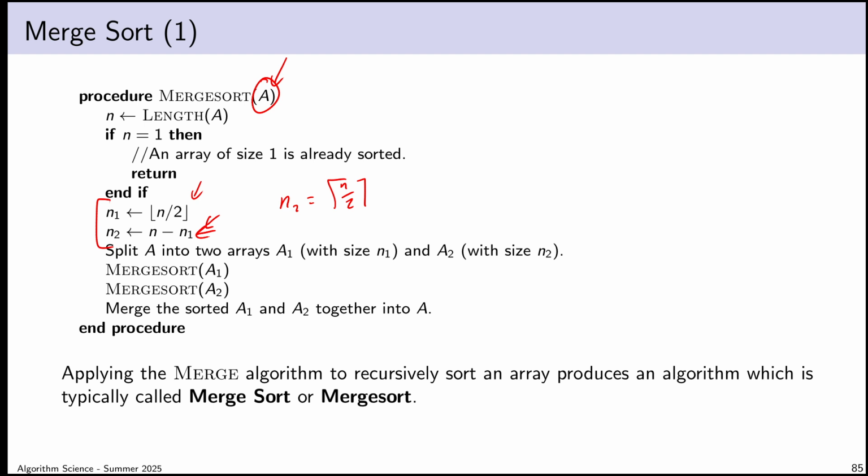So I break my array A in half into two pieces of more or less equal size. I haven't explained how I do that because you can do it however you want, but probably the easiest way is just to put the first half of elements into A1 and the second half into A2. I then recursively sort A1 and A2. And then I use my merge algorithm to merge them back together. And the result, because of course the work is being done by the merge step here, is called merge sort.